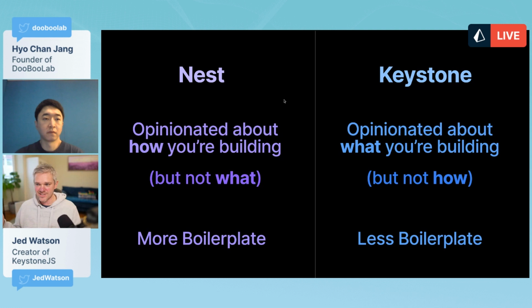Interestingly, Keystone is also quite opinionated, but in a very different way. It's opinionated about what you're building, but not so much how you're building it. It gives you a lot of things out of the box that Nest doesn't, which makes it more opinionated, but it also gives you more functionality, and you have to build less boilerplate with it. But once you start writing your own things into that app, it's actually less opinionated about how you do that.